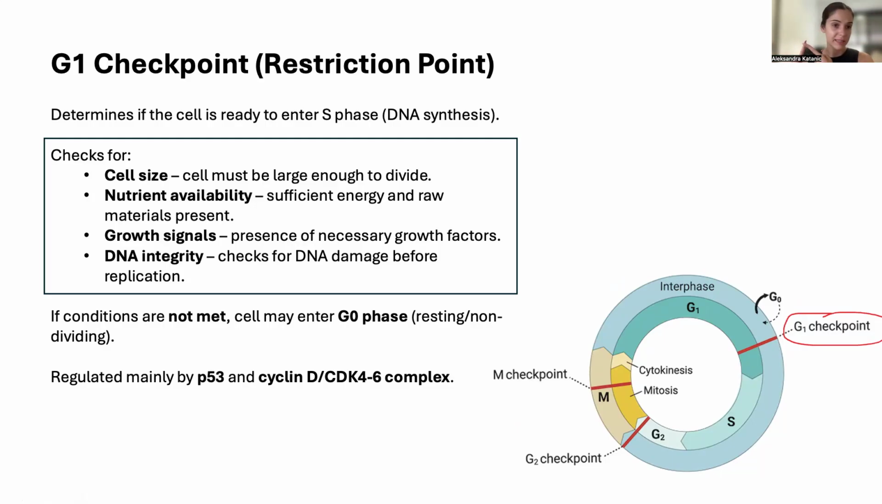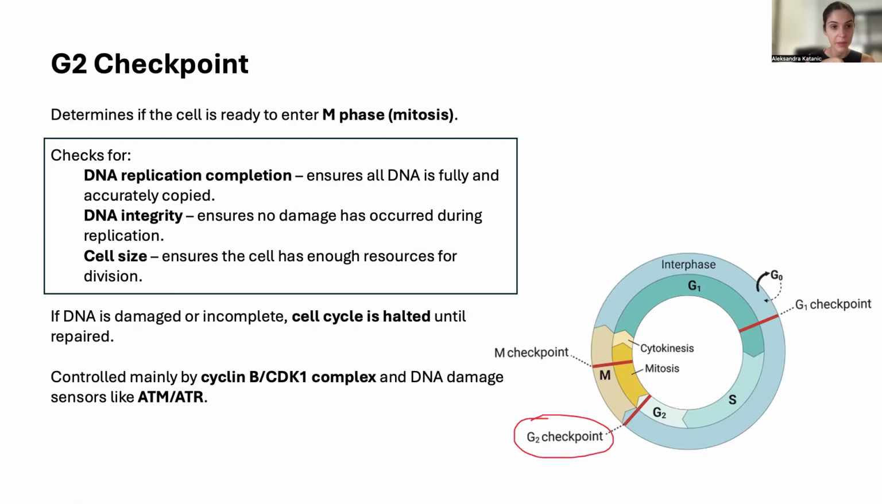So the questions that it's asking is, how's the size? Is the cell big enough to divide? Are there sufficient nutrients, sufficient energy, and raw materials there for us to go through this process? Are there necessary growth factors? And is the integrity of the existing DNA good enough for replication? If the conditions are not met, the cell might go into G0 phase. This is regulated mainly by something called P53 and there are cyclin CDK complexes, which we'll go through at the end. But that's the G1 checkpoint.